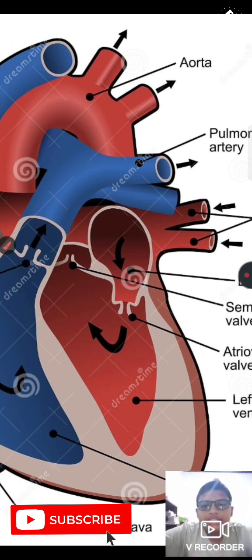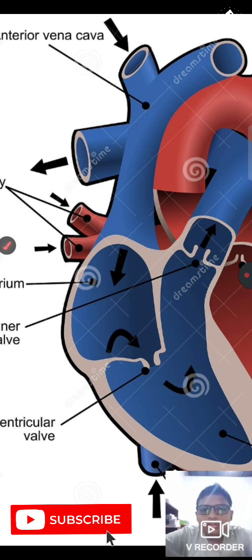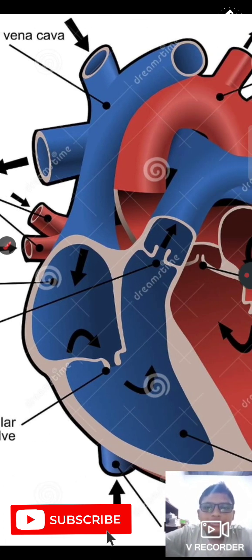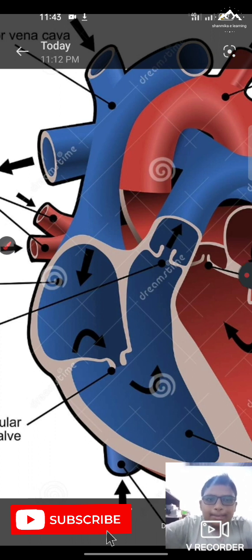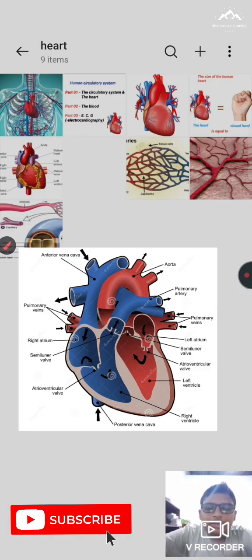So this process is done again. From the left atrium, it goes to the left ventricle, and from the left ventricle, through the aorta, it goes to all of the body. Here, deoxygenated blood is coming from the 2 main veins to the right atrium. From the right atrium, it goes to the right ventricle. From the right ventricle, it goes through the pulmonary artery to the lungs, and again it comes through the pulmonary veins to the left ventricle. Not ventricle, left atrium. That is all about the heart.